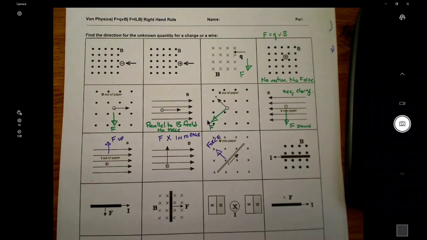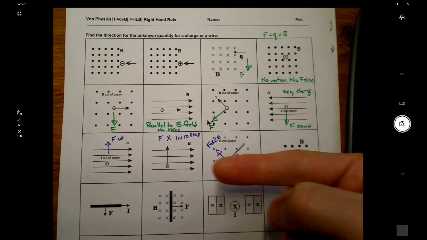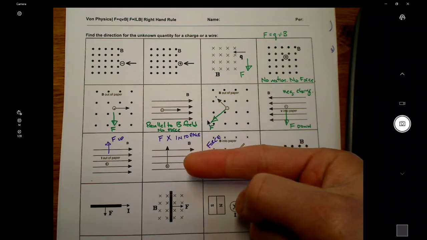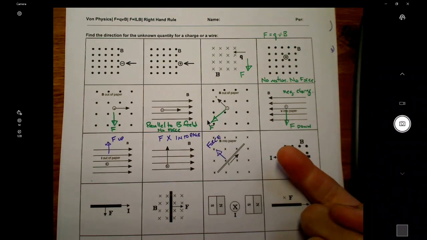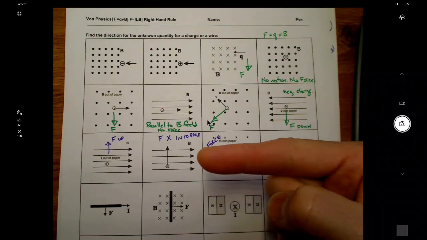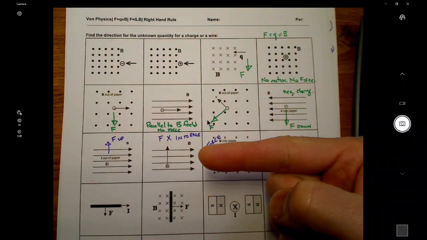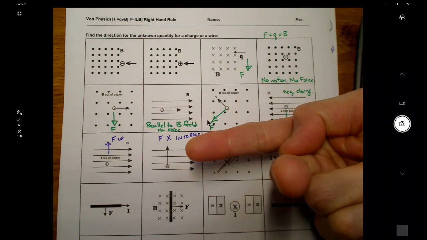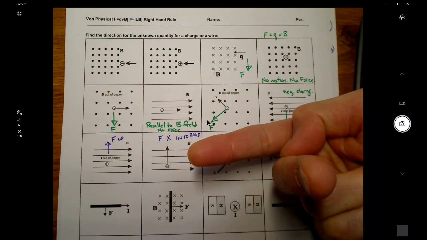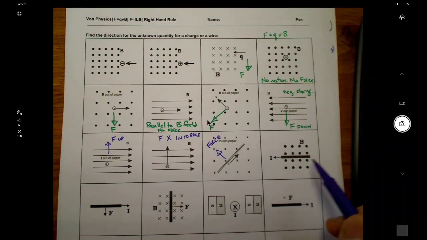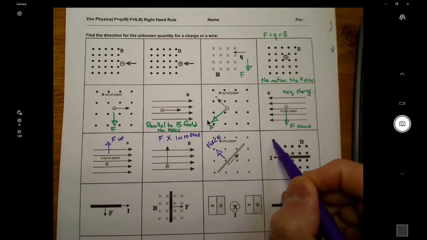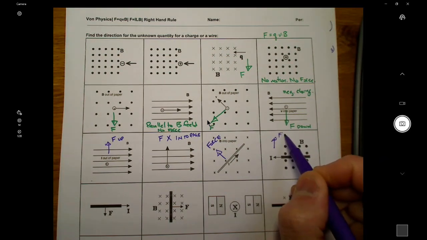And then in this last one, we have a current going from right to left. Remember, the dots mean that the field is coming out of the paper. So my right hand points to the left, my middle finger points out of the paper, and now my thumb is pointing up. So this wire will feel a force going up.